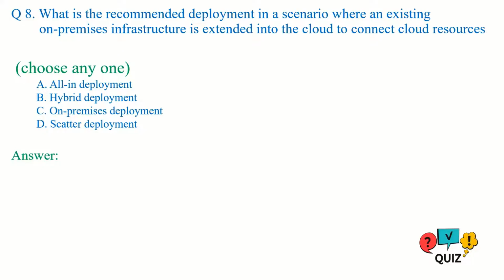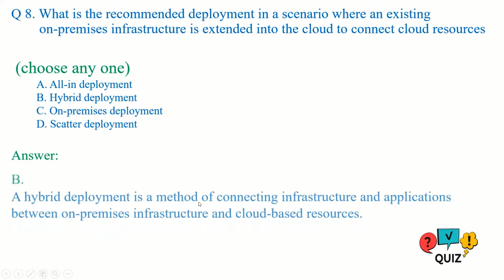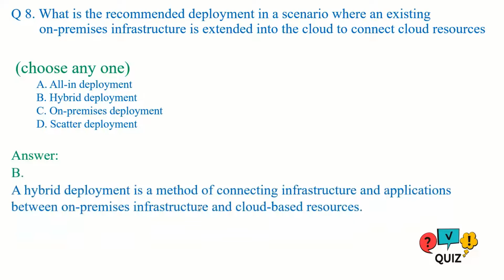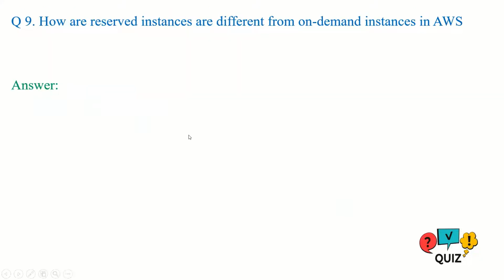That means here you're already having an on-premises data center, and also you have another data center in the cloud. You want to share the resources between these two cloud entities. B, hybrid deployment. That's precisely correct. So a hybrid deployment is a method of connecting infrastructure and applications between on-premises infrastructure and cloud-based resources. That's good. We'll move on to the next one.